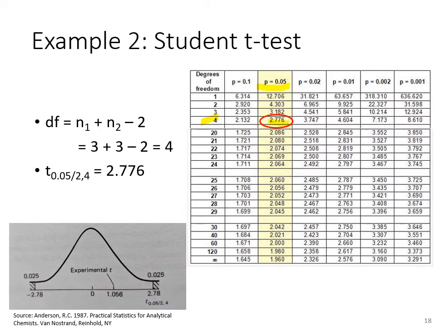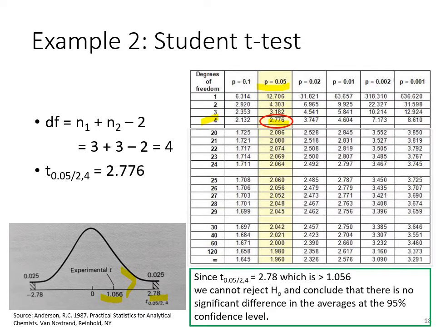We'll compare that to the experimental t-value that we just calculated of 1.06. Compare that to the critical value. We see that our experimental t-value is less than the critical t-value. So again, we cannot reject the null hypothesis, and we conclude that there is no significant difference in the averages at the 95% confidence interval. Notice we're not concluding that they're equal, we're concluding that there's no significant difference in the averages at the 95% confidence interval.